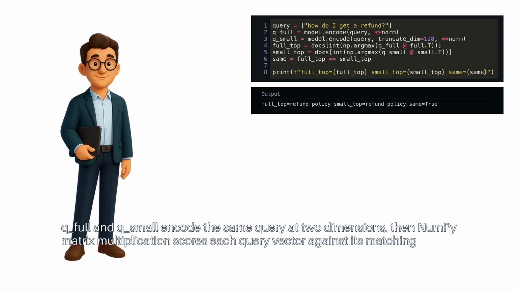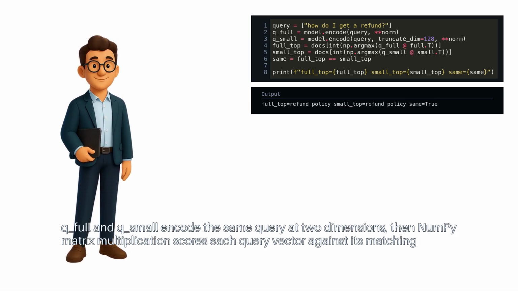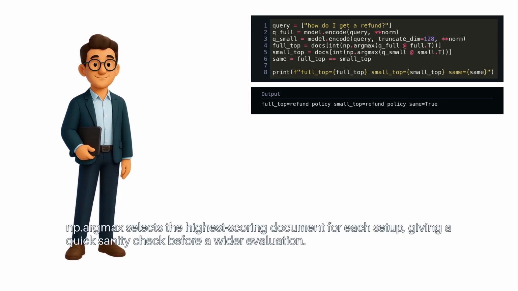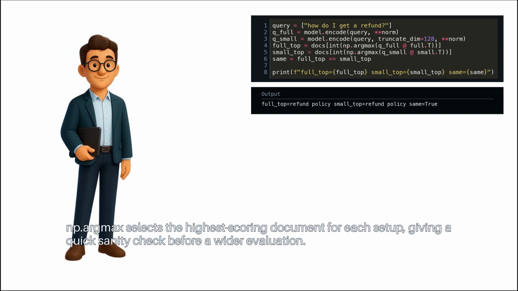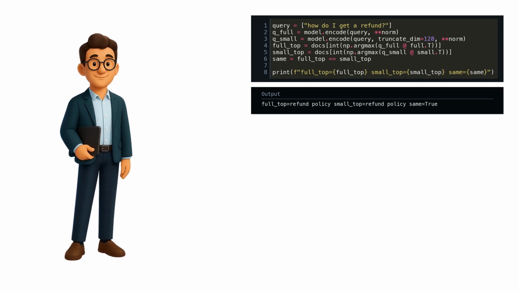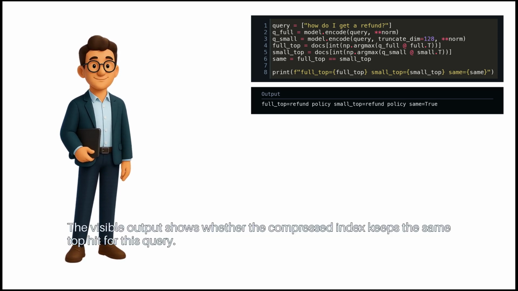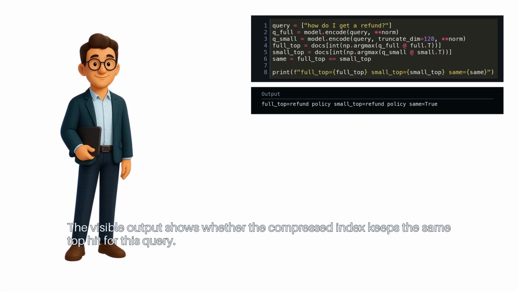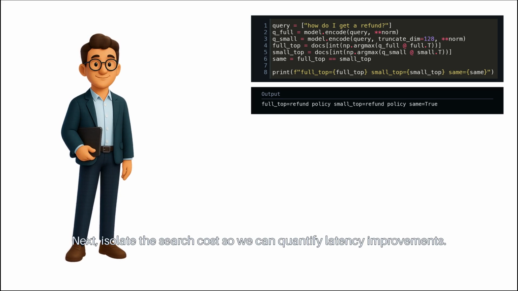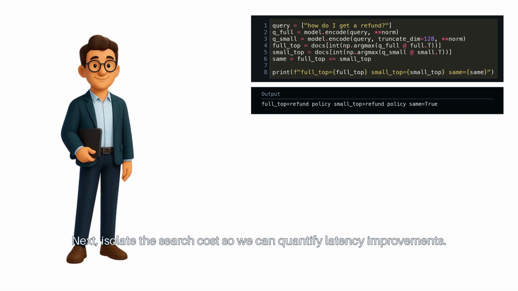q_full and q_small encode the same query at two dimensions. Then NumPy matrix multiplication scores each query vector against its matching document index. np.argmax selects the highest scoring document for each setup, giving a quick sanity check before a wider evaluation. This is not enough to approve production by itself, but it catches obvious ranking drift early. The visible output shows whether the compressed index keeps the same top hit for this query. Sanity checks are cheap. Next, isolate the search cost so we can quantify latency improvements.